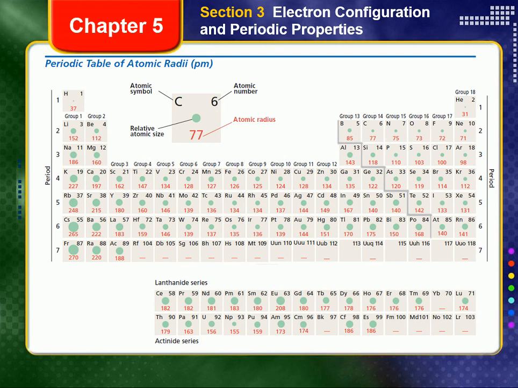Periodic trends. Figure 5-13 on page 141 of your text or on the screen now gives the atomic radii of the elements, and Figure 5-14 on page 142 of your text represents this information graphically. Note that there is a gradual decrease in atomic radii across the second period, from lithium, Li, to neon, Ne.